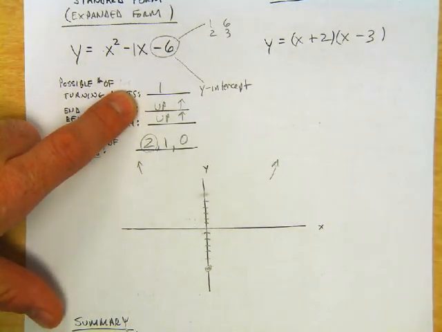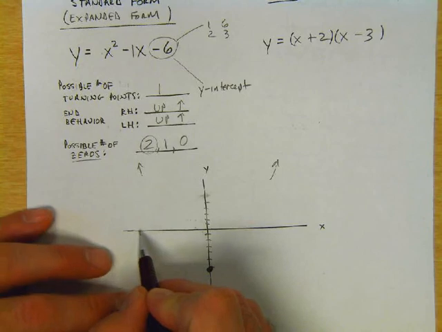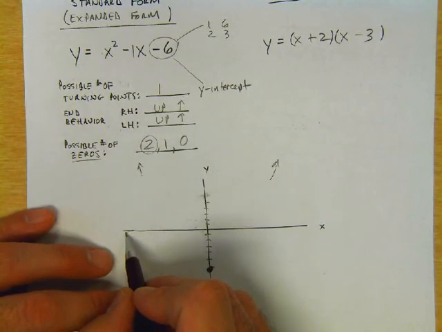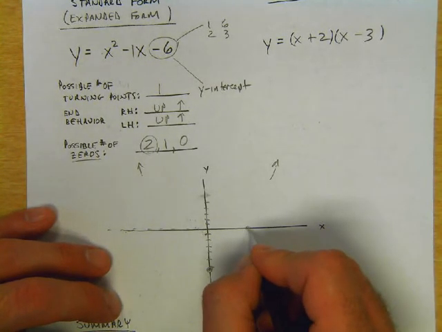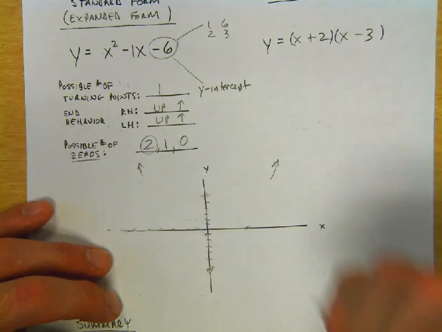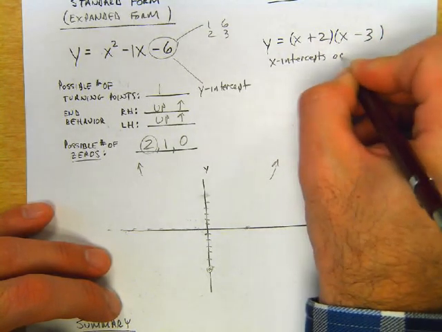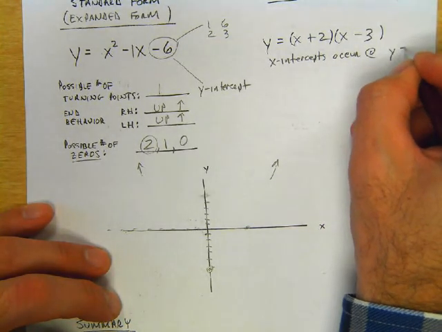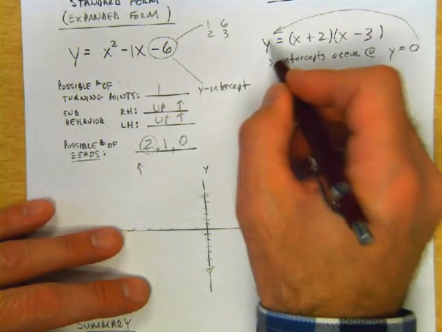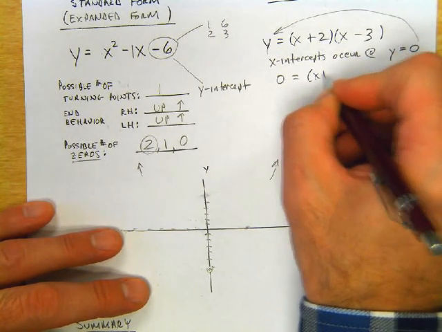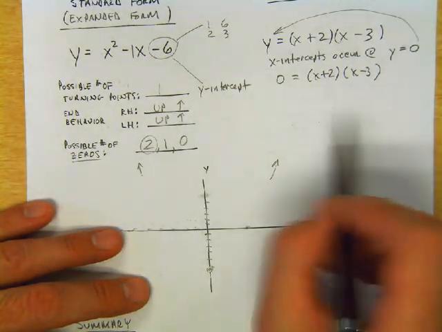Okay, good. Now, when we're on the x-axis, what is the value of y? If you pick any coordinate on the x-axis, what's the y-coordinate? 0. So we know that x-intercepts occur at y equals 0. So if we substitute 0 in for y, 0 equals x plus 2, x minus 3, and we solve this equation for each of the x's, we can find the x-intercepts.